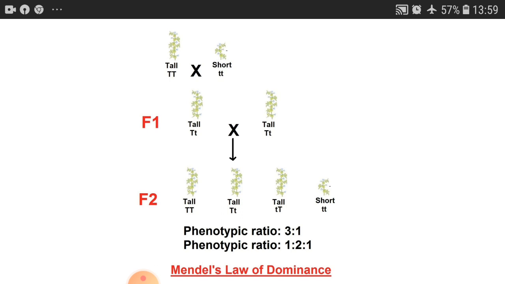The F2 plants were found to contain both the tall as well as the short or dwarf plants, and they were found to be in a ratio of 3:1. 3 tall to 1 dwarf. That was the ratio. It's not that only 4 plants were formed. This is the ratio of the number of plants which were sown.